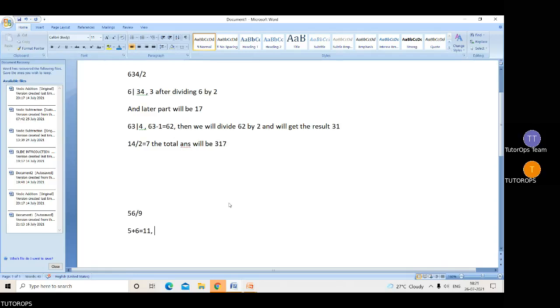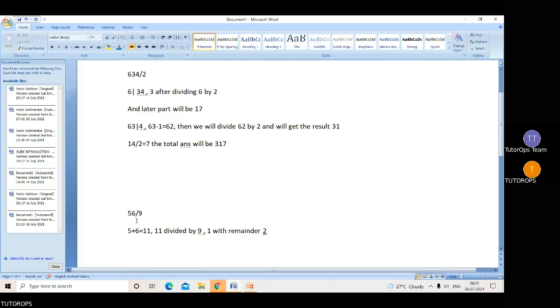That is 11. So we shall do 11 divided by 9. So, how much is 11 divided by 9? It is 1 with remainder 2. So I am not going to the quotient part because I am only trying to get the remainder from this formula. So what will be the remainder? 2. So just by adding the digits of the number, I am getting the remainder.